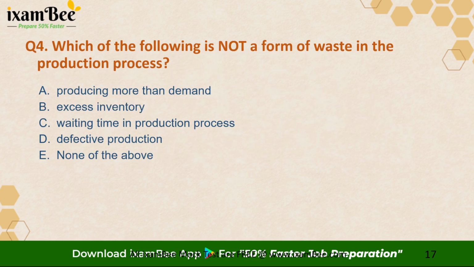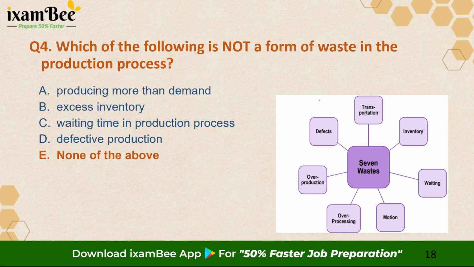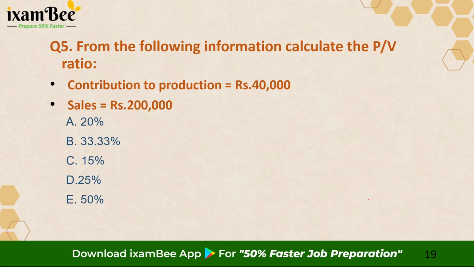Next question, which of the following is not a form of waste in the production process? This is a topic from your lean systems, right? And if questions from lean systems come, they can be very scoring. It's a theoretical topic, so please do not miss out on this topic. The correct answer here is none of the above. The wastages can happen because of any of these 7 reasons: overproduction, defects, transportation, inventory, waiting, motion, and over processing.